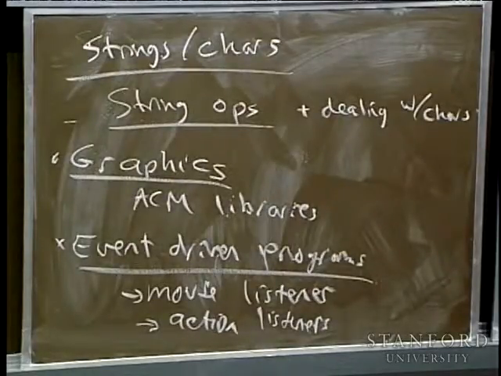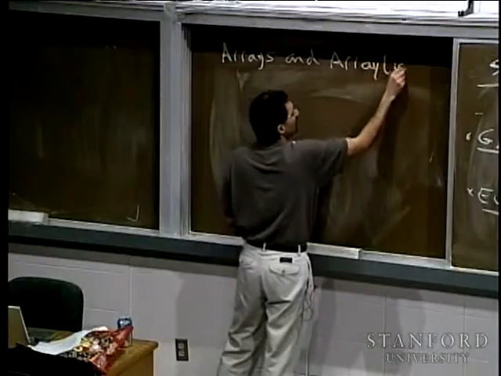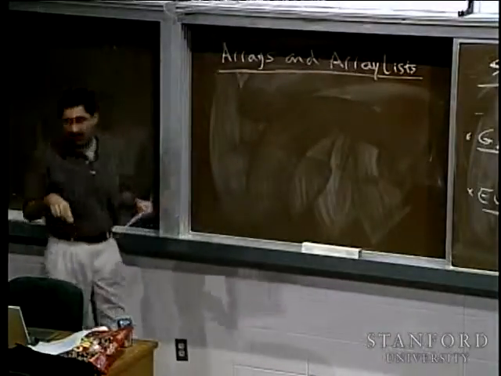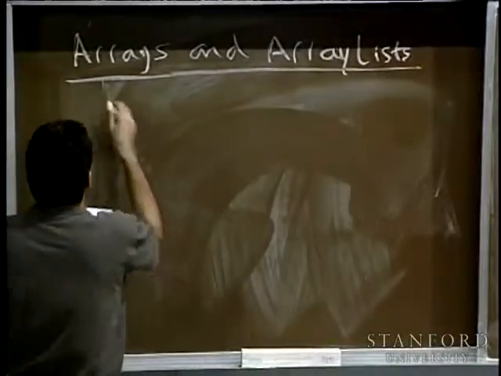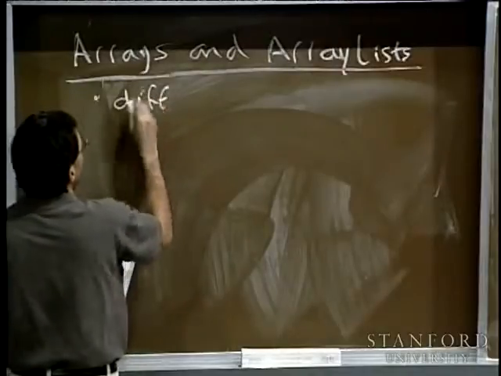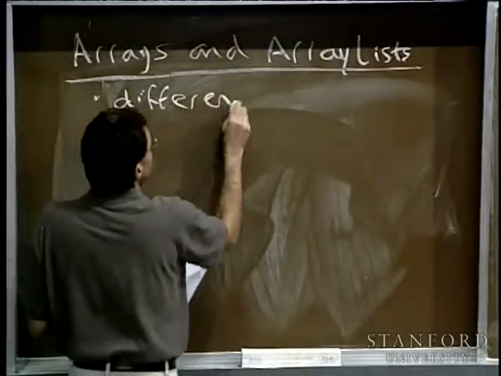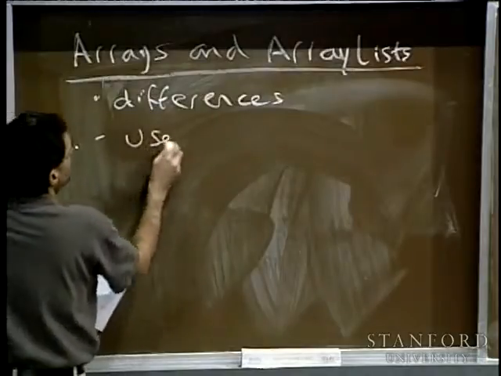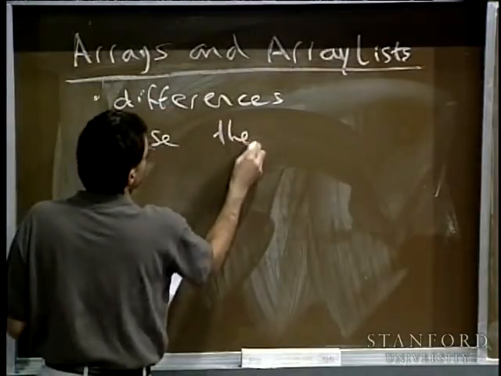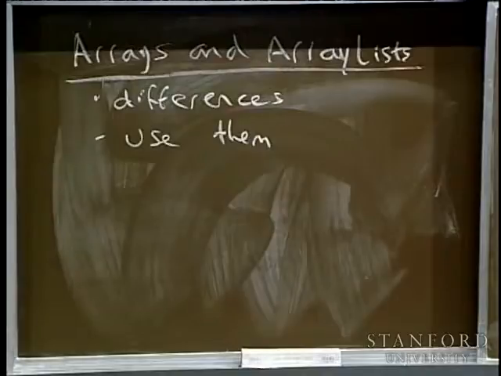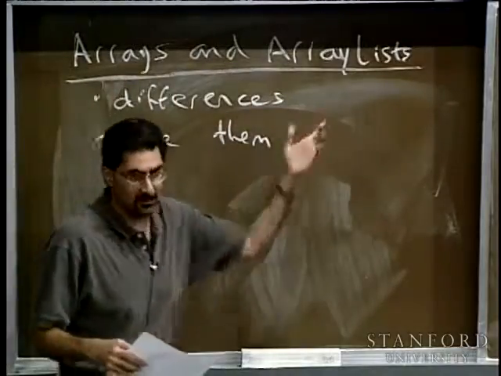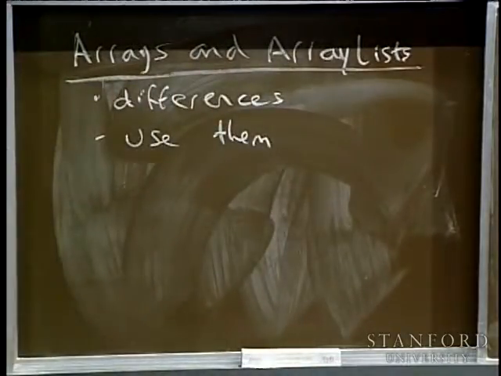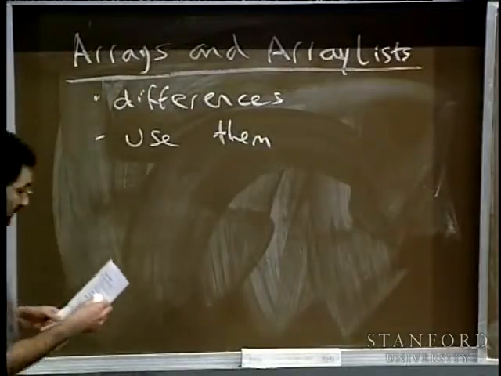Then we got into the worlds of data structures, and we had arrays and array lists. These are also fair game for the final. Some things you should know are the differences, for example, between arrays and array lists, and when it is appropriate to use one of them versus the other. In the sense that if I give you the setup for a problem, you should be able to choose: is that appropriate for an array or an array list?